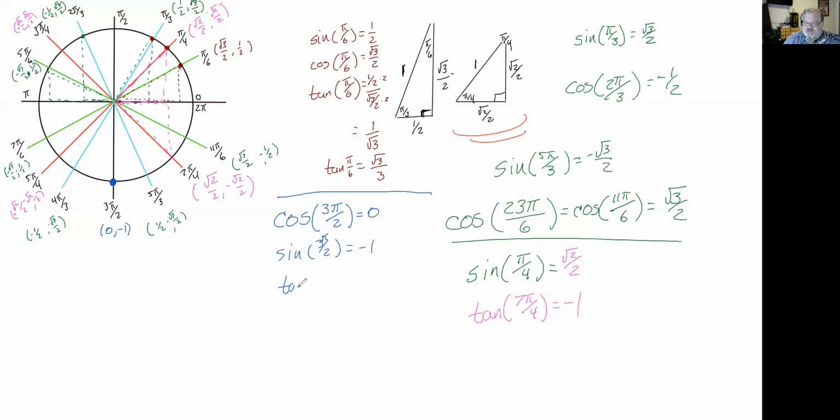What if we wanted the tangent of 3 pi over 2? What's the tangent of 3 pi over 2?